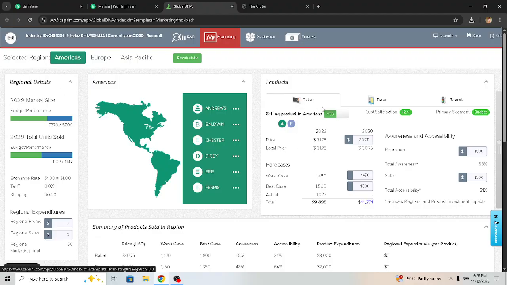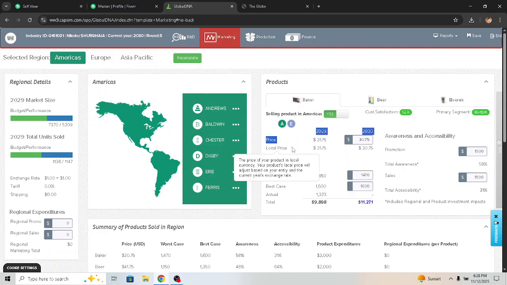Looking at the Americas, we have products Baker, Beer, and Borek. We'll start with Baker. In our previous round, which is year 2029, we were pricing our product at 31.75. To make one thing clear, in marketing we are going to make decisions for pricing, and while making decisions for price, take note of the local price. The price will be indicated in the local price, which is the local price in the market and in the region.